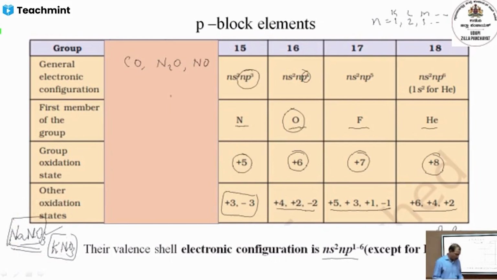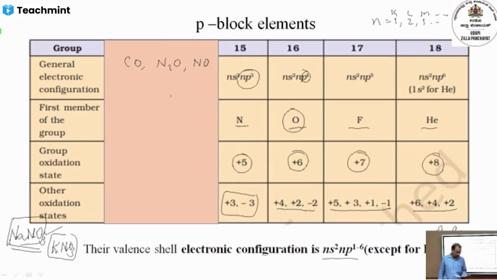And moving on to the next member, there is sulfur. Sulfur also exists in various allotropic forms. Out of that, rhombic sulfur and monoclinic sulfur are the two allotropes of sulfur.